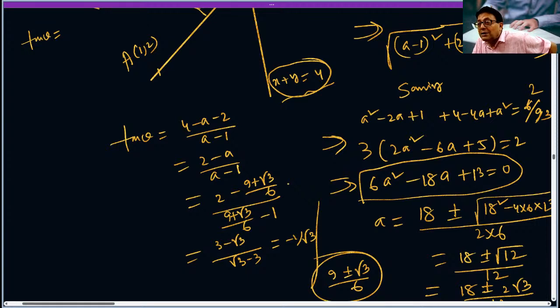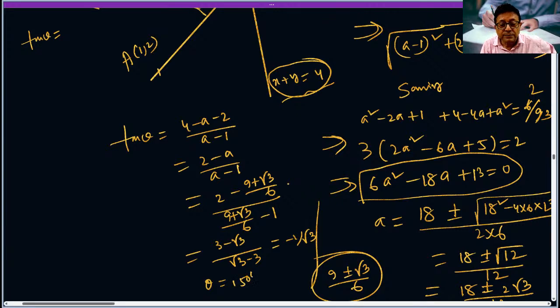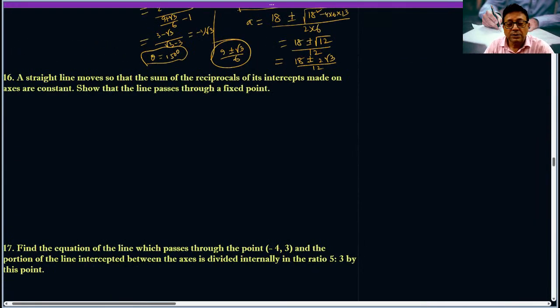One case I have solved. Tan theta minus 1 by root 3, everyone can solve it. This is pi minus pi by 6, 150 degree. Clear? Now I'll just discuss one sum, then we'll leave from this session. Some of you might have doubt.